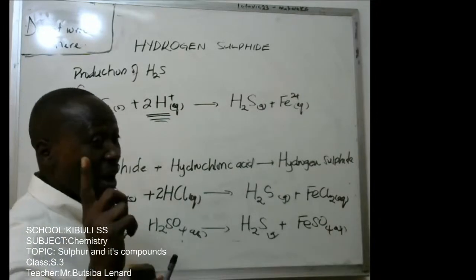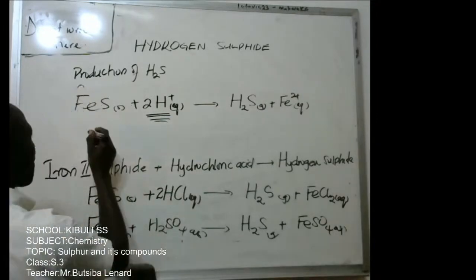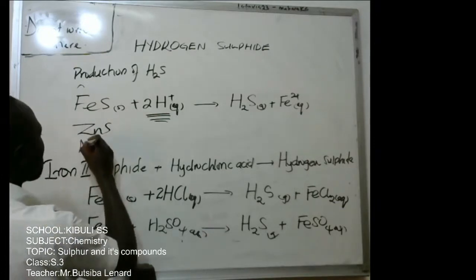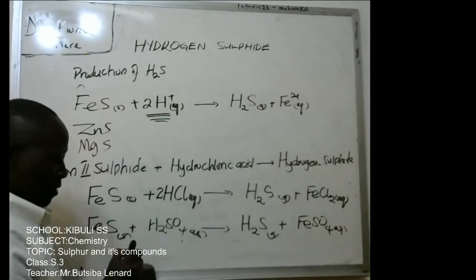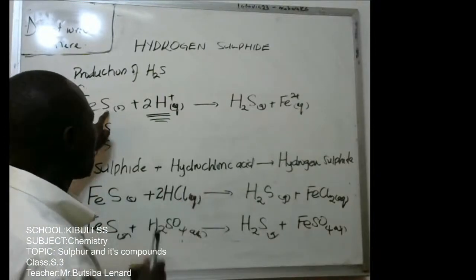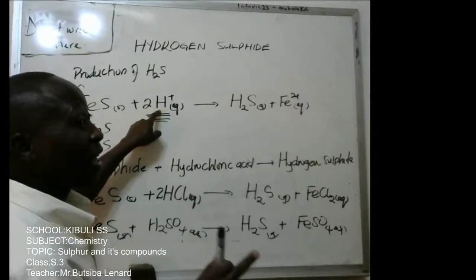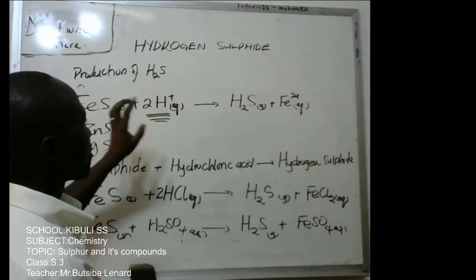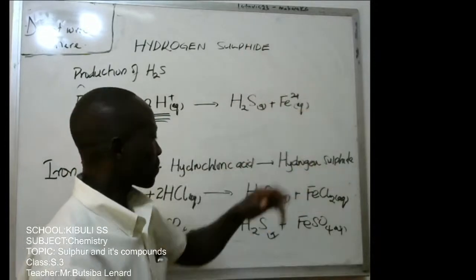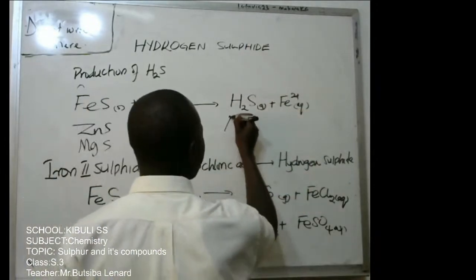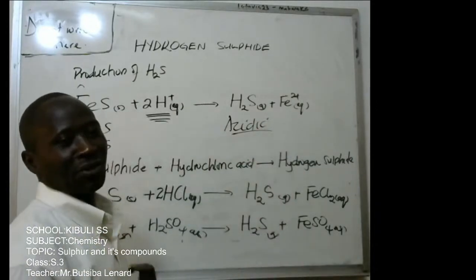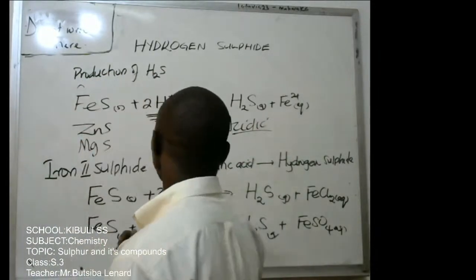Any sulfide, by the way, so even if I brought zinc sulfide, it will work. Even if I brought magnesium sulfide, it will work. So the most important thing is a sulfide of any nature plus an acid of any nature, as long as not lead. What do you get? Hydrogen sulfide gas. This gas is acidic. But before even testing with litmus, we have already detected it. So it's an acidic gas.